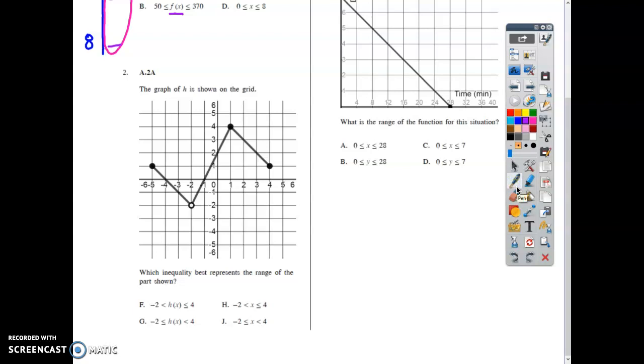Problem number 2 is asking for the range. Range is RBT, which means range is from the bottom to the top. So from the lowest point to the highest point. Okay? This is your range. So pause the video, answer the question, and move on to the next problem.